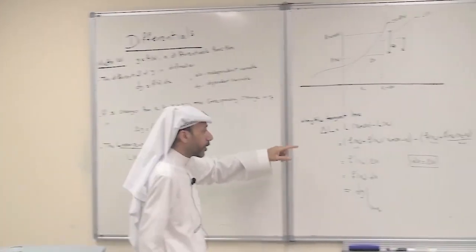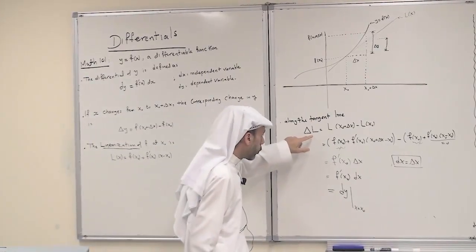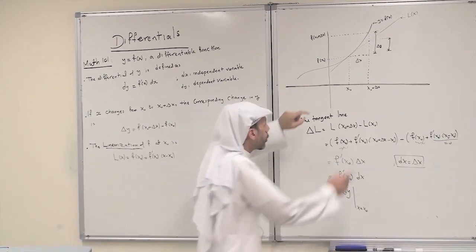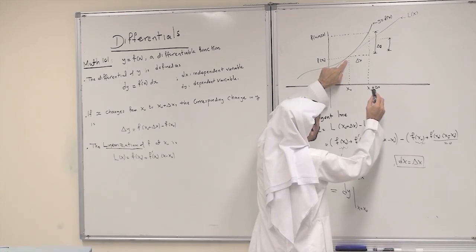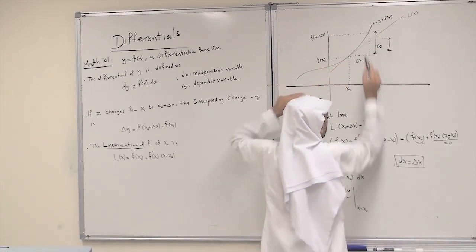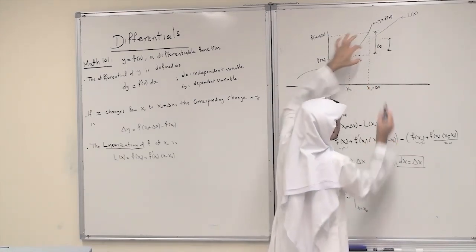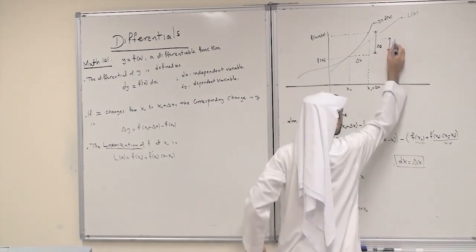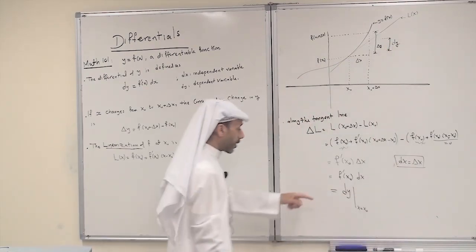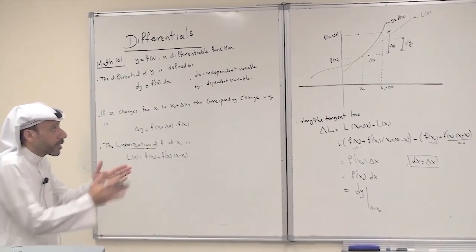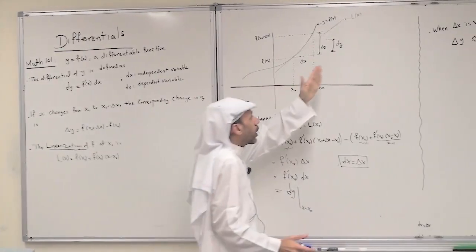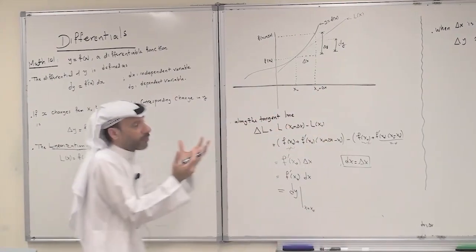So now, the change in y along the tangent line, we go from this point to this point, along the tangent line, this is f of x0, this is the L of x0 plus delta x. This change is dy at x0. So this is now delta y and dy. So this means the following.